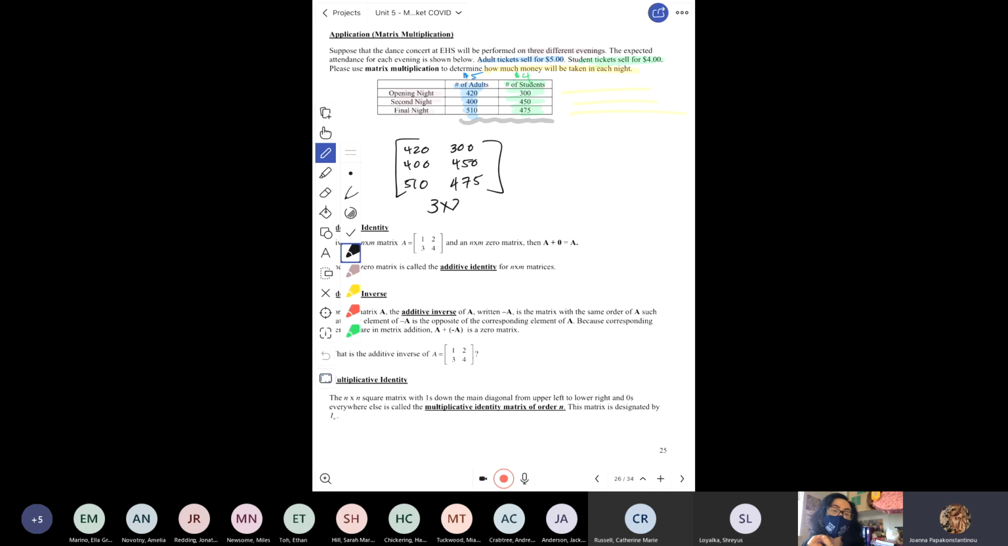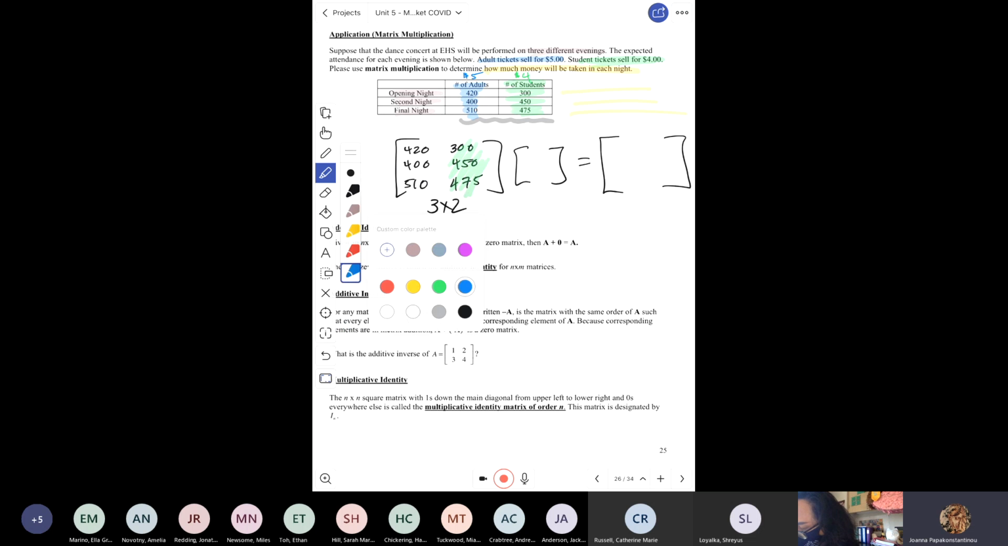Now I know the cost of each of these. So I know that I'm going to multiply by the cost to get my total amounts for each night. Now let's think about this. Does anybody have any ideas?